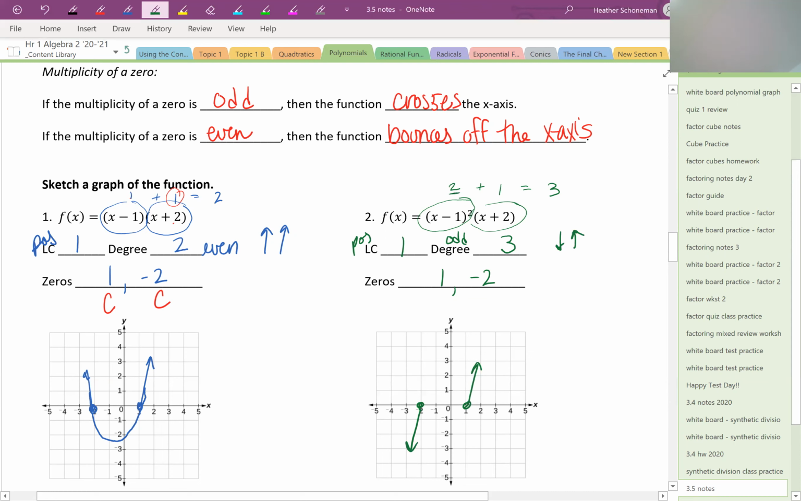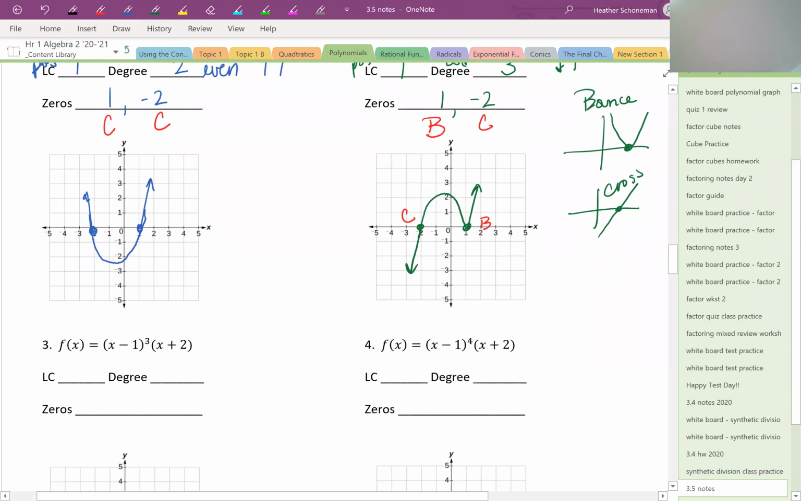But the 1 occurs 2 times, and 2 is an even number. So at 1, it's going to bounce, and at negative 2, it occurs 1 time. That's an odd number, so it's going to cross. So when I'm drawing this, it's going to cross here and bounce off the x-axis here. Okay, a bounce, if you've got a point, is going to come down and bounce back up. This is a bounce. Okay, if you have a point, this is a cross.